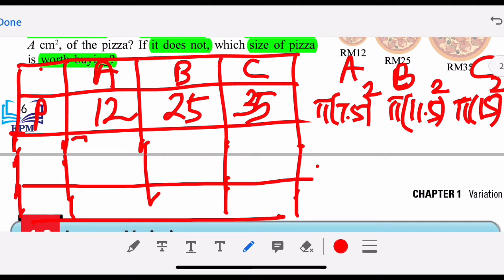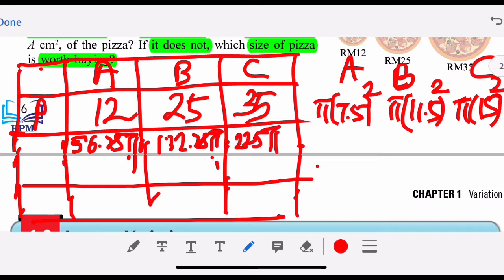You got 56.25 pi. You can write 56.25 pi, or you can times with the pi from the calculator, but I will just remain as how many pi. So 11.5 square is actually 132.25 pi, and the last one is 15 square. I will get 225 pi. So this is the surface area.